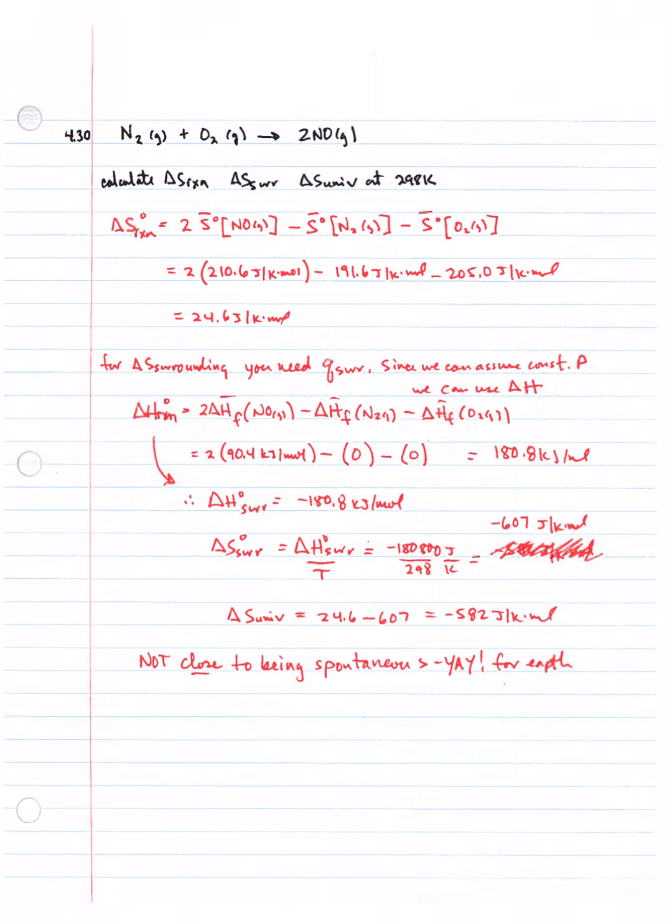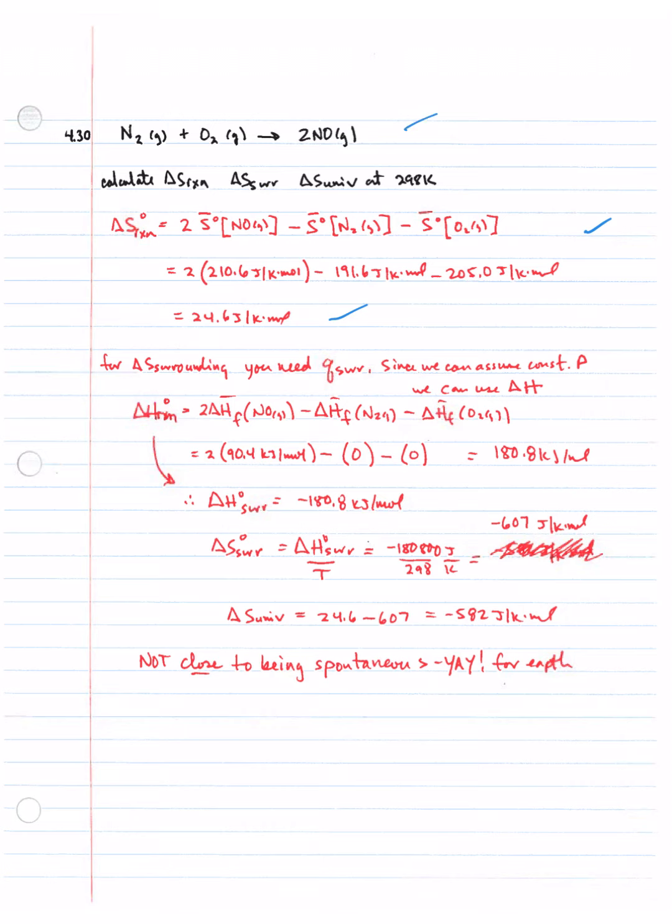And then 4.30 asks us to do a similar calculation for a reaction. This reaction is a mole of nitrogen and a mole of oxygen going to 2NO. Calculate the delta S of the reaction, the delta S of the surroundings, and the delta S of the universe. The delta S of the reaction is just pretty much getting numbers from the back of the book in the appendix and being attentive to stoichiometry. So it's products minus reactants. You get a delta S of reaction of a positive 24.6.